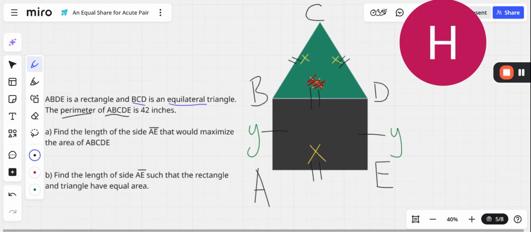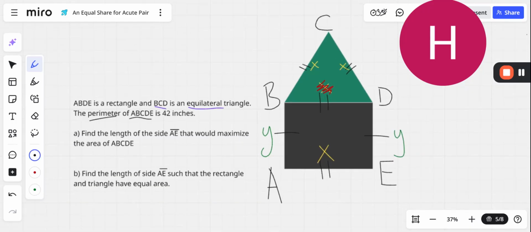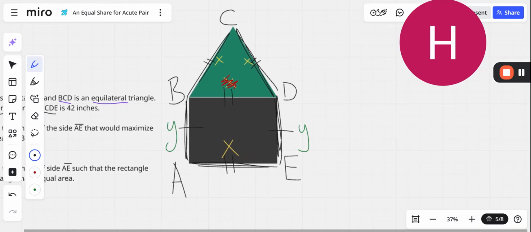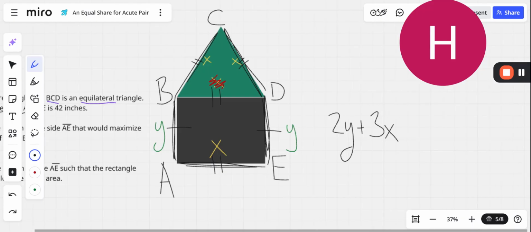Sure. And we know that the total perimeter along the outside, ABCDE, is 42. So how would we formulate this? We would say that 2y, because we have the left and right sides, plus 3x only. That's this x, and this x. Again, we're not including this side BD in the perimeter of the overall shape because it's not on the outside. And this is a total of 42.